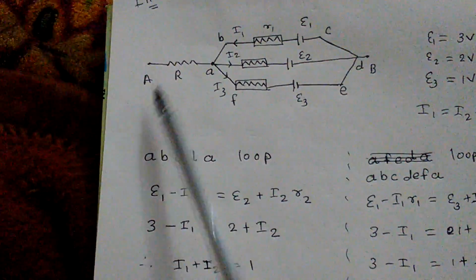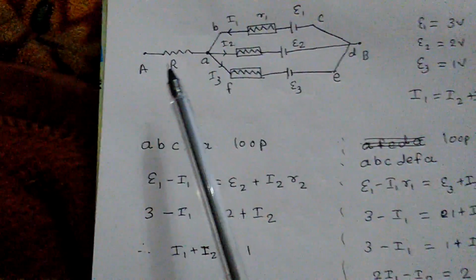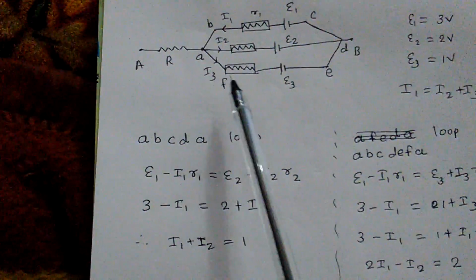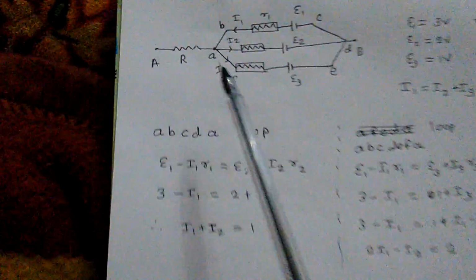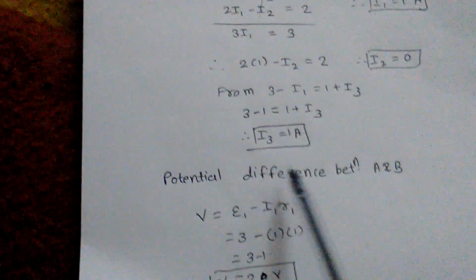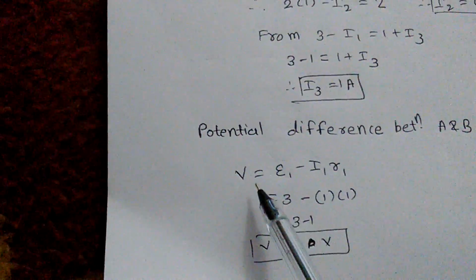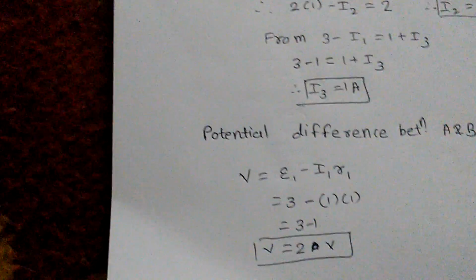Now we want to evaluate the potential difference between points A and B, but actually the potential difference between points A and D is equal to 0. So we can directly say that whatever current is flowing from I1, the same is going through I3, and that is also going to flow through this resistor only. So we can say that the potential difference between points A and B, that is V, is equal to epsilon 1 minus I1 R1, and that's why we came to the equation that V is equal to epsilon 1 minus I1 R1, that is equal to 3 minus 1, equal to 2 volts.